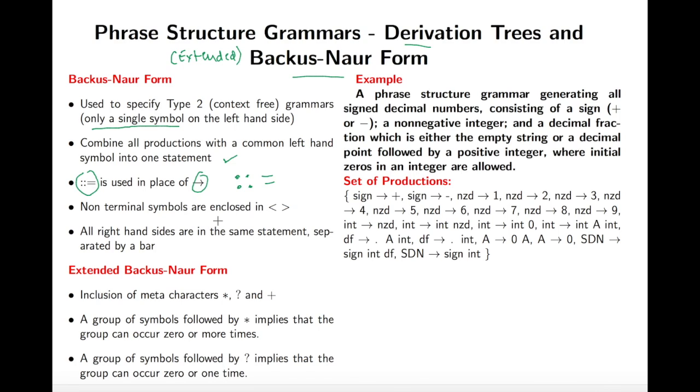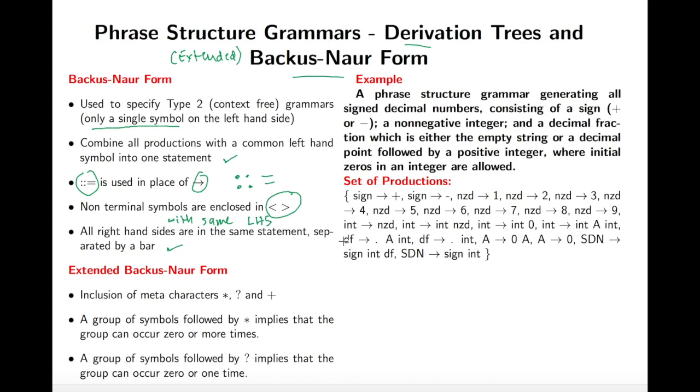Non-terminal symbols are enclosed by angle brackets. And all right hand sides are in the same statement separated by a bar. All right hand sides means all right hand sides with the same left hand side. Now before we move to extended Backus-Naur form and derivation trees, let's see how we can write our example.